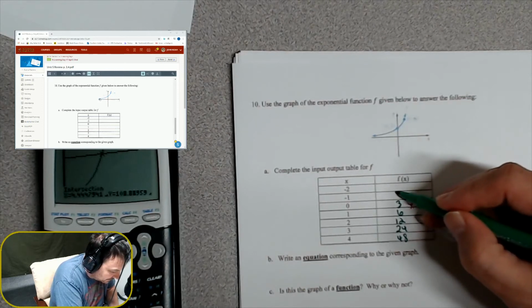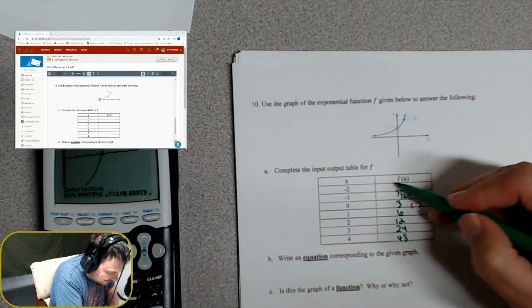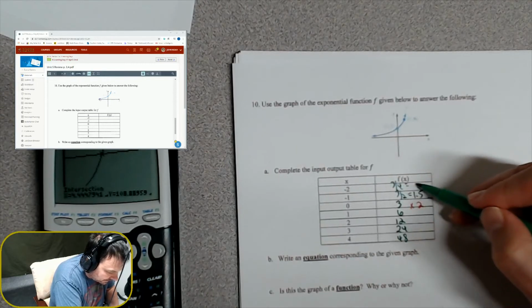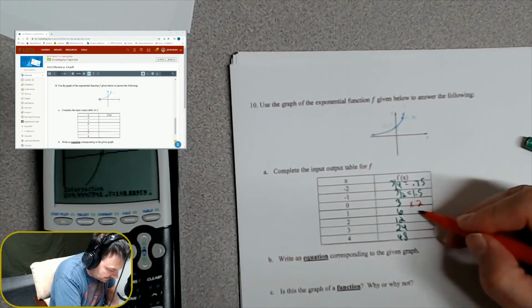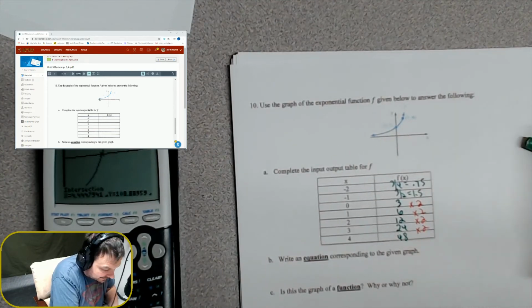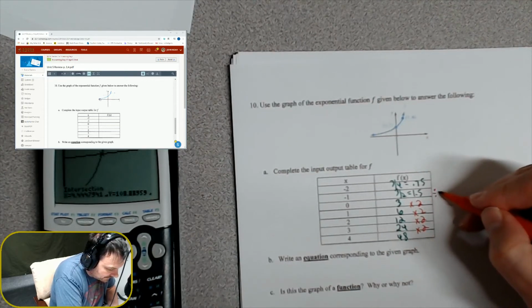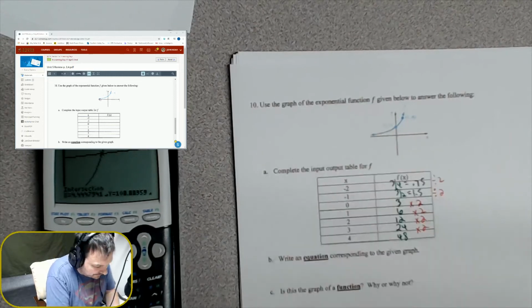Divide by 2. Ooh, 3 halves, 1.5, whatever that is. Divide by 2 again, 3/4, or if you use your calculator, 0.75. You see, because one way, this is going this way, times 2, times 2, times 2, not adding. That's linear. Divide by 2. Divide by 2. You see? That's the point of this graph.